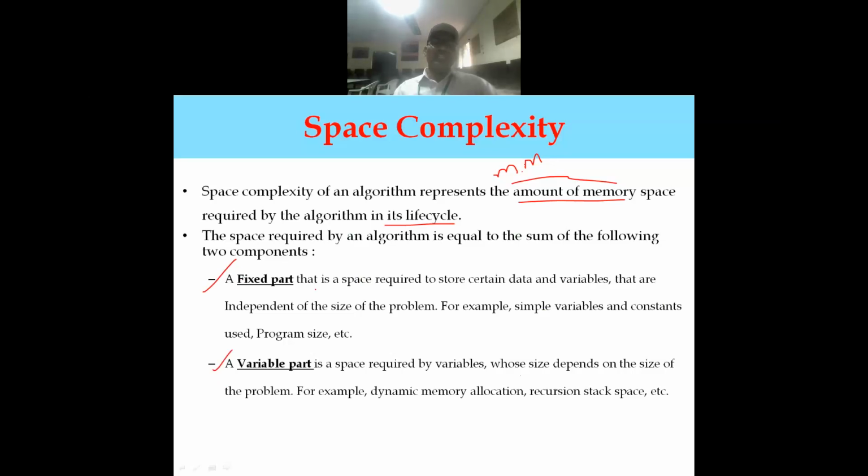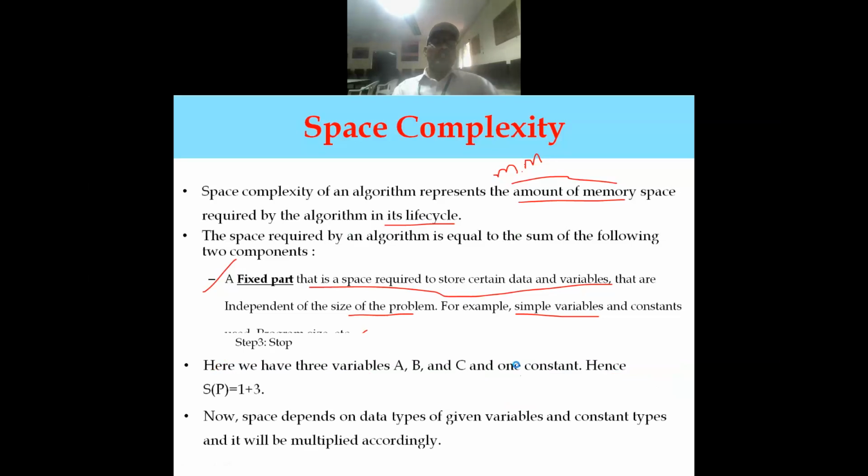The fixed part is the space required to store certain data or variables that are independent of the size of the problem. For example, simple variables and constants used, and program size. And the variable part is the space required by variables whose size depends upon the size of the problem. For example, dynamic memory allocation, recursion, stack space, etc.